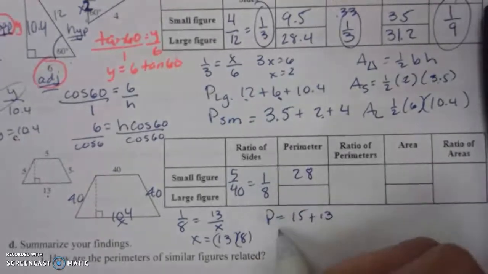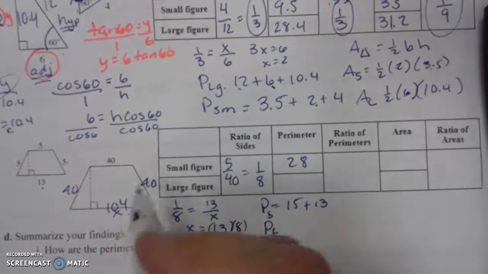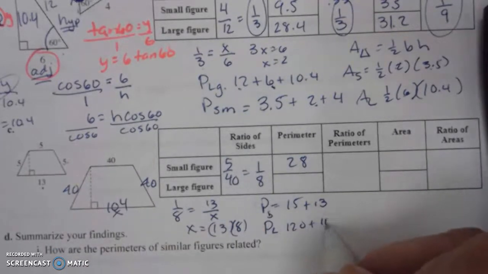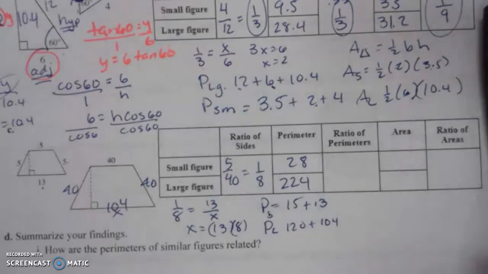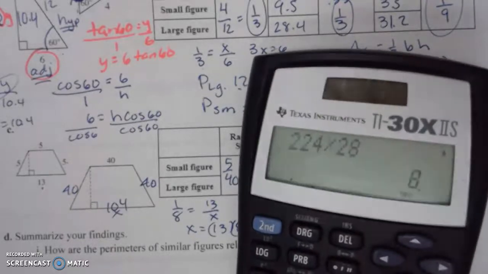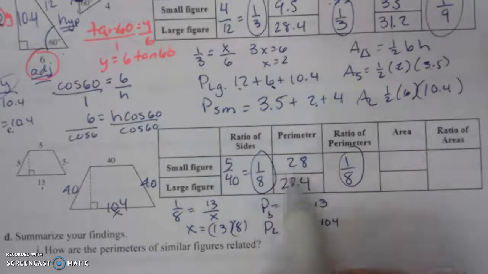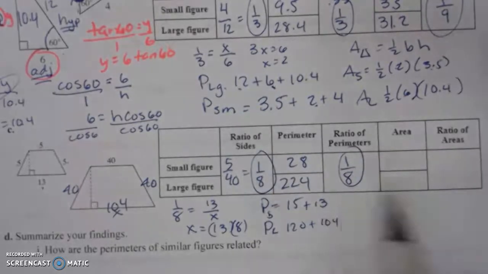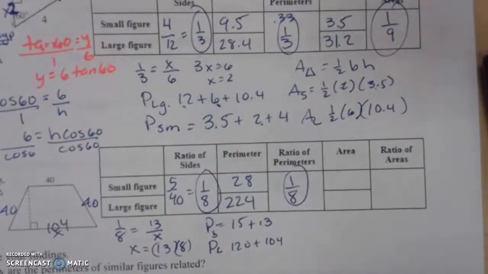And then the perimeter of the small, perimeter of the large, 40 plus 40 plus 40 is 120 plus 104. That's going to be 224. Well, what is 224 divided by 28? I bet you it's 8. Yep. So when we reduce this, we get 1 over 8. Well, remember we talked about the ratio of the sides and the ratio of the perimeters is the same. Let's look at the area.